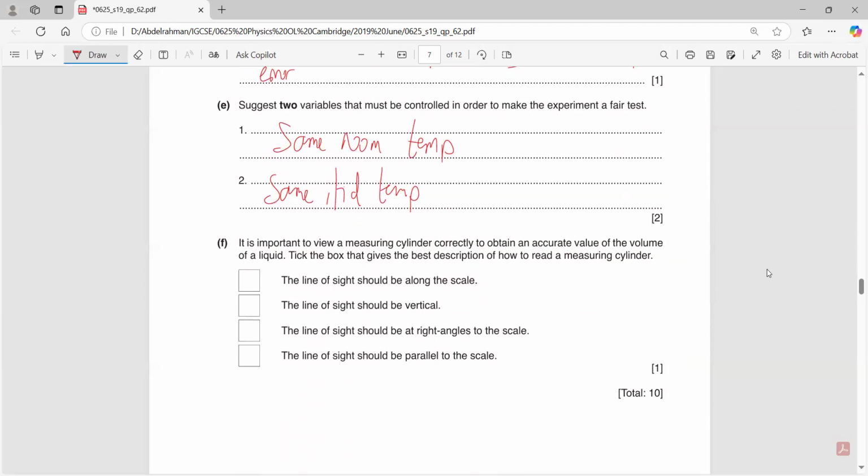It is important to view a measuring cylinder correctly to obtain an accurate value. Tick the box that gives the best description of how to read a measuring cylinder. Definitely, you have to take the reading from the measuring cylinder at right angles, which is perpendicular. I'll say take the reading perpendicularly to avoid the parallax error. Yes, that is correct.